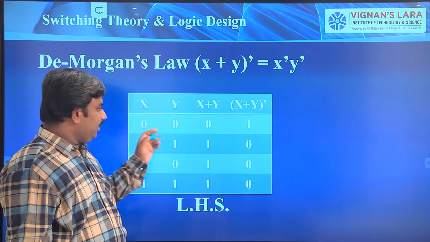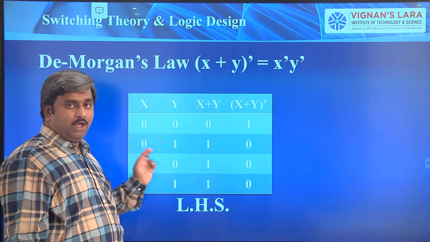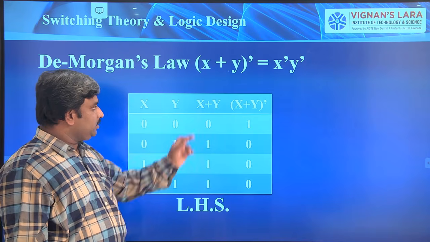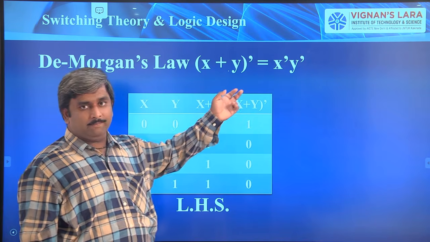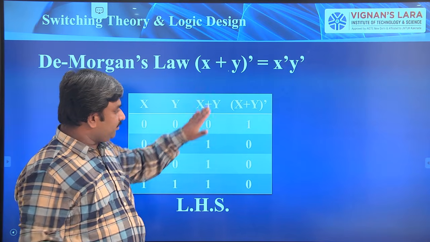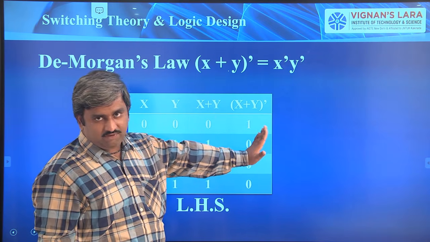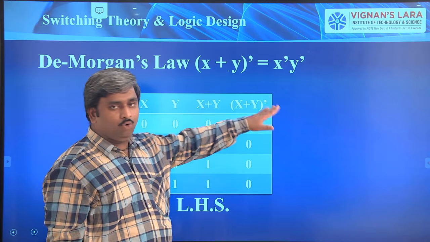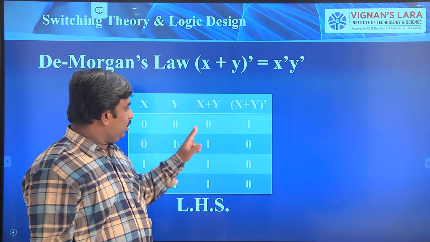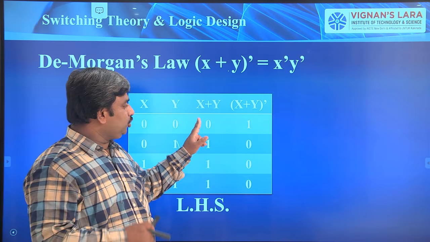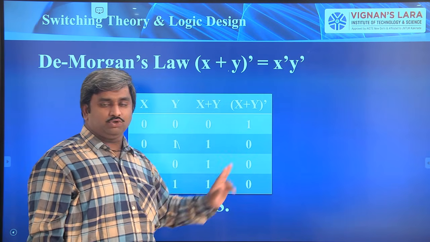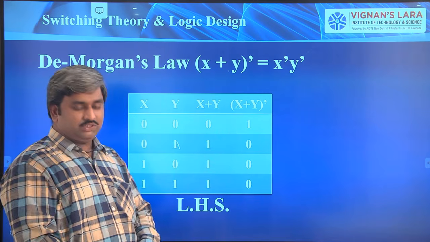Next, x plus y. If any one of the inputs is equal to 1, automatically the output is equal to 1: 0, 1, 1, 1 for x plus y. So now take the complement, x plus y whole bar. Whatever output you got, you reverse the values. Bar represents not. So 0 bar is equal to 1, 1 bar is equal to 0, 1 bar is equal to 0, 1 bar is equal to 0. So this is the LHS value.